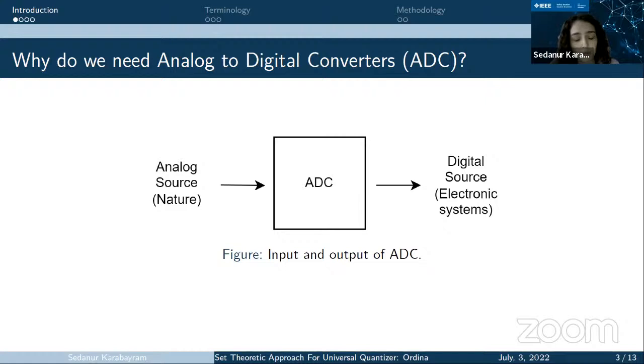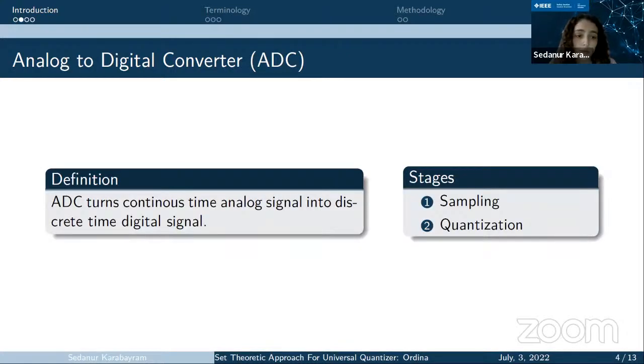But on the other side, electronic systems such as computers, mobile phones, televisions, or other improved electronic systems, almost all of them are working in digital. So we need to convert analog source into digital source. So the analog to digital converters are the key part of this conversion. So analog to digital basically turns continuous time analog signal into discrete time digital signal.